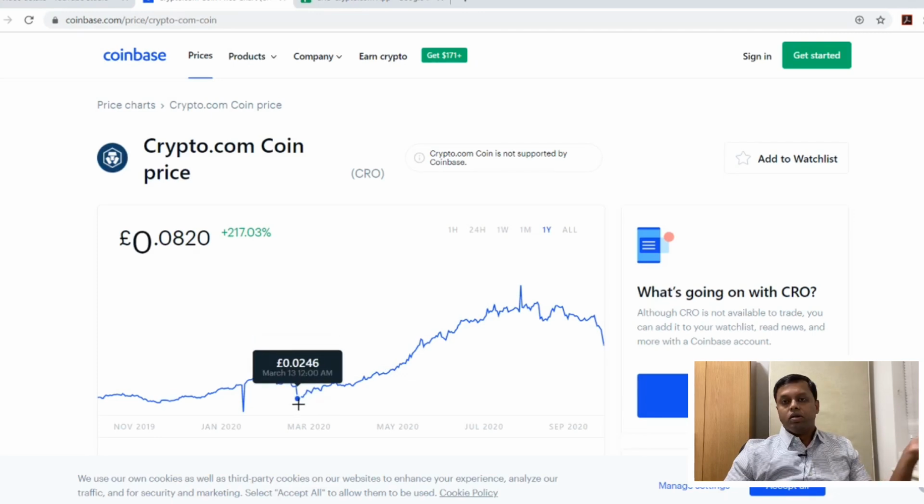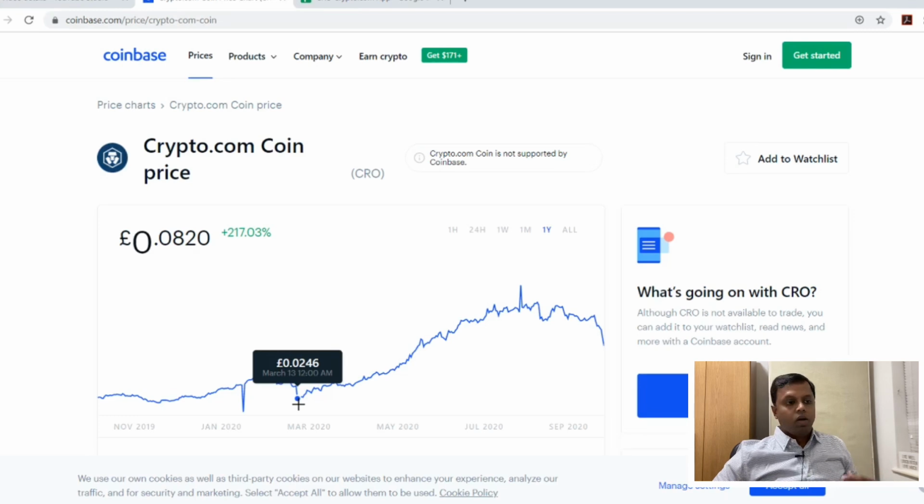It was around 2 pence in March, about roughly 2 rupees, and it's now sitting at around 8 rupees. So it's nearly 4 times the value that it was in March. So it has actually increased. Even though the price has fallen over the last 1 month because of the interest rate reduction, which I'll explain in a minute, the price is still higher than what it was earlier this year.